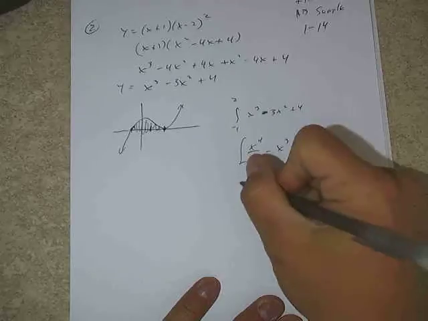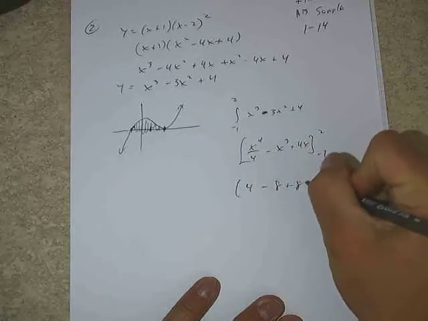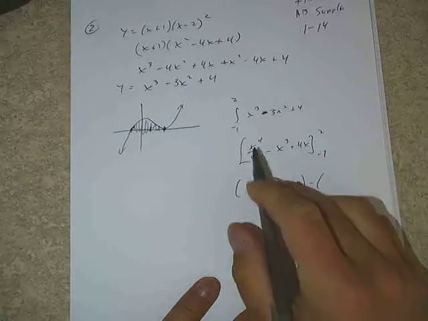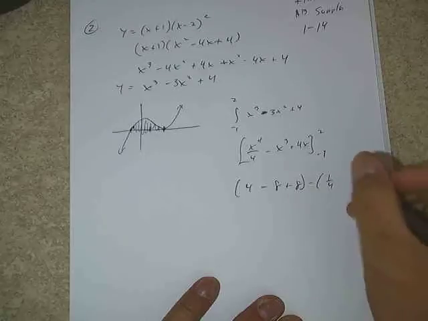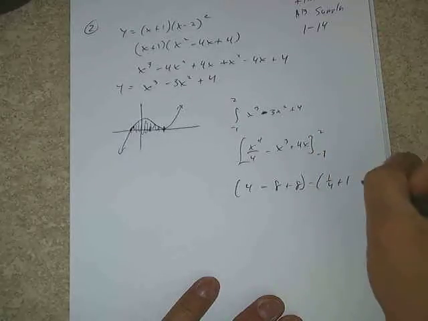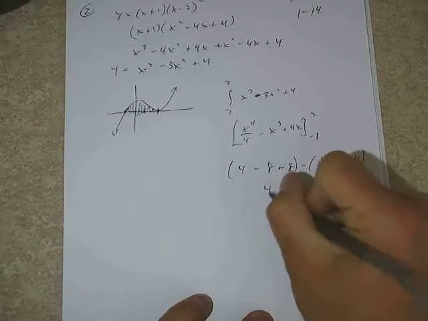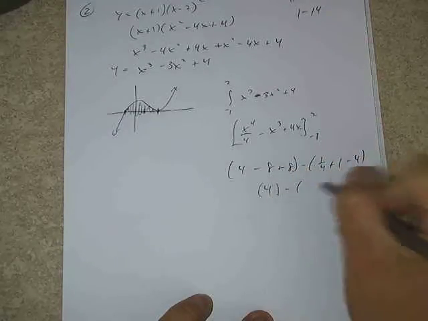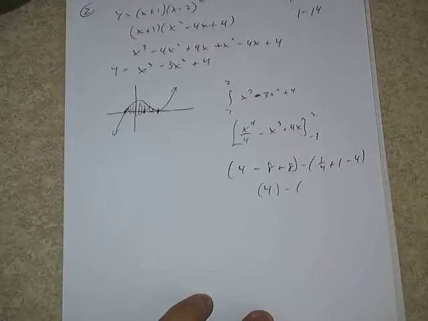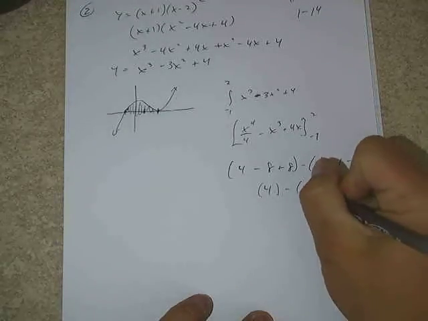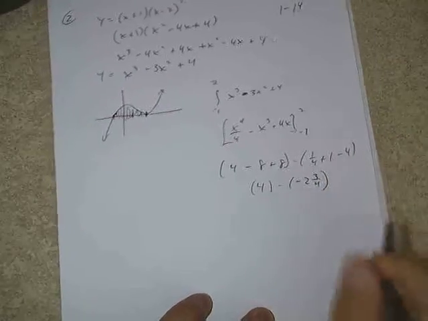And let's see what happens when we plug a 2 in there. If we get a 2 in there, that's going to be 16, 16 divided by 4 is going to be 4, minus 8 plus 8. And a negative 1 in there is going to give us a quarter. Negative 1 in here is going to give us plus 1. Negative 1 here is going to give us minus 4. So in the parentheses I have a 4. And in this parentheses I have 1 and a quarter and a negative 4. So it'll be negative 2 and 3/4.